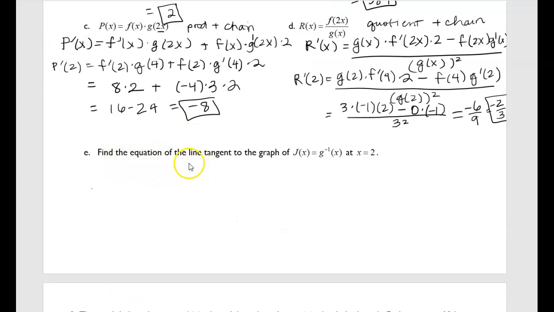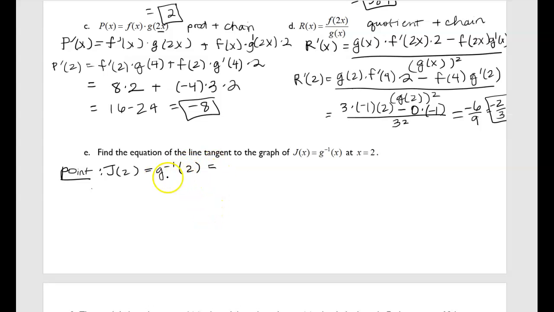In part E, we want to find the equation of the tangent line to the graph of j of x, which is g inverse, at x equals 2. So remember, to find the equation of a tangent line, we need a point and we need the slope. So to find the point, I'm going to do j of 2, which is g inverse of 2.